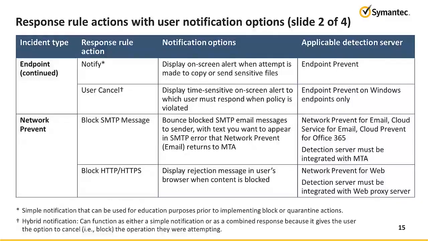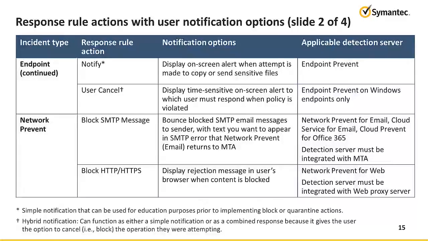For network prevent incidents, you have the option to block SMTP messages, which will bounce blocked SMTP email messages to the sender, with an accompanying text that you want to appear in the SMTP error that network prevent email returns to the MTA. Some MTAs display this text in the message that is bounced to the sender. You can also configure network prevent to block HTTP and HTTPS. This will display a rejection message in the user's browser when content is blocked.